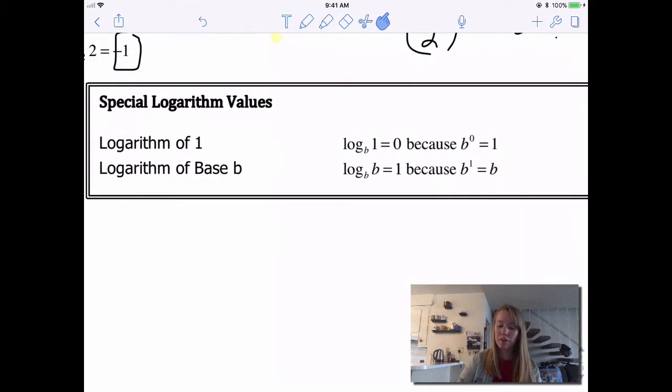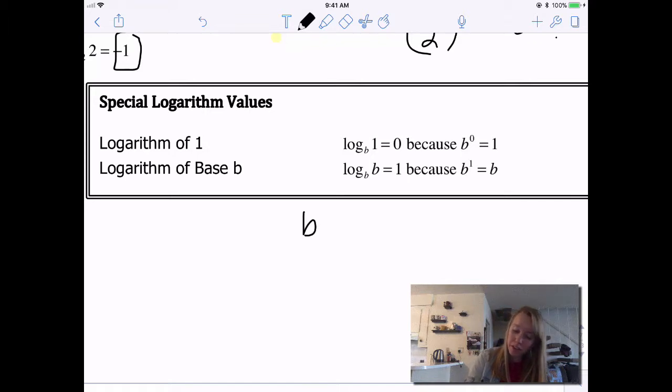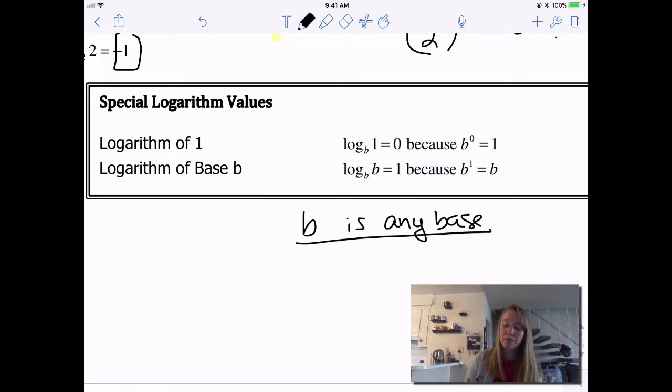Here are some special logarithms. Logarithm of 1. So I have log base b, and b can be any base. Log base b of 1 equals 0. This is always true because I can rewrite this as our base, logs equal exponents, so my power is 0, and 1. This is always true for any number. So if b is 2 or 3 or 100 or a million, anything to the 0 power equals 1.